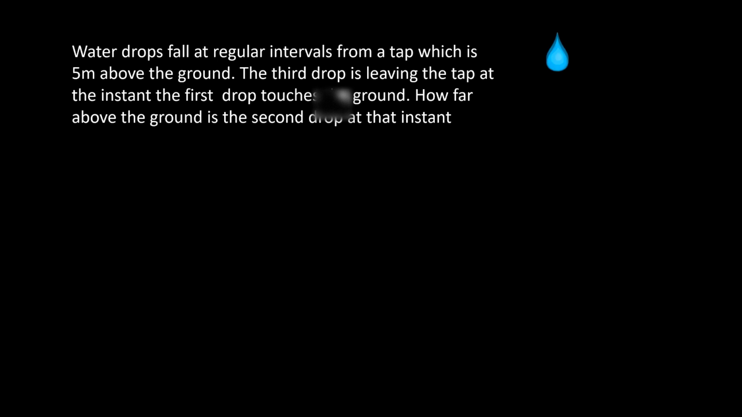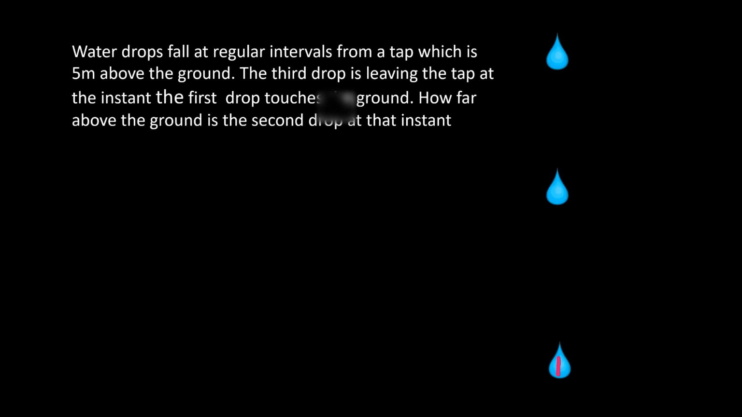The water drop is ready to drop at the tap. Now this is the first drop, this is the second drop, and the third drop is ready to leave the water tap. In this case, you are asked to find the distance of the second drop from the ground. The first drop has just touched the ground, the second is in the air, and the third is ready to leave the tap.